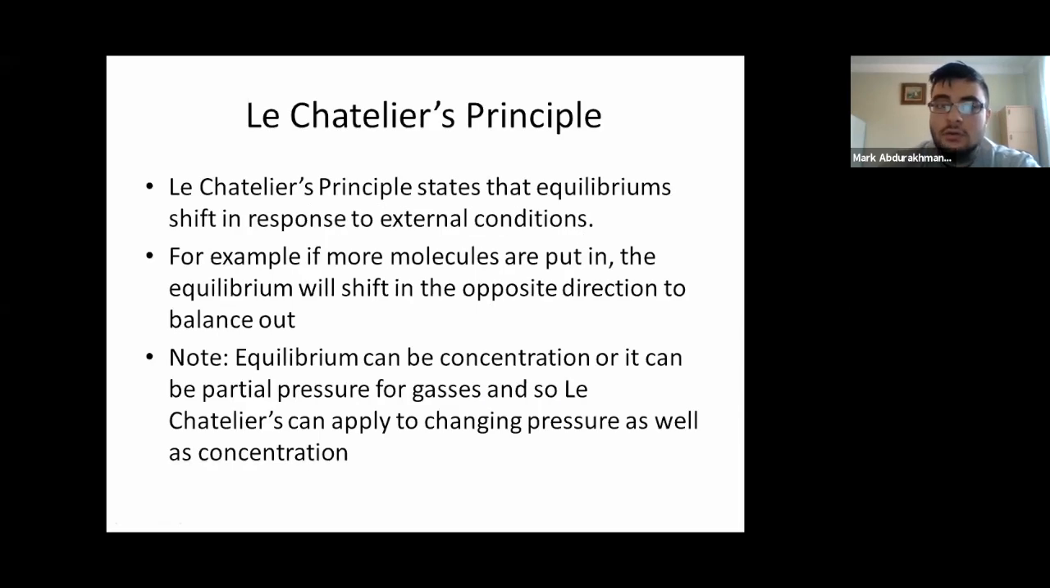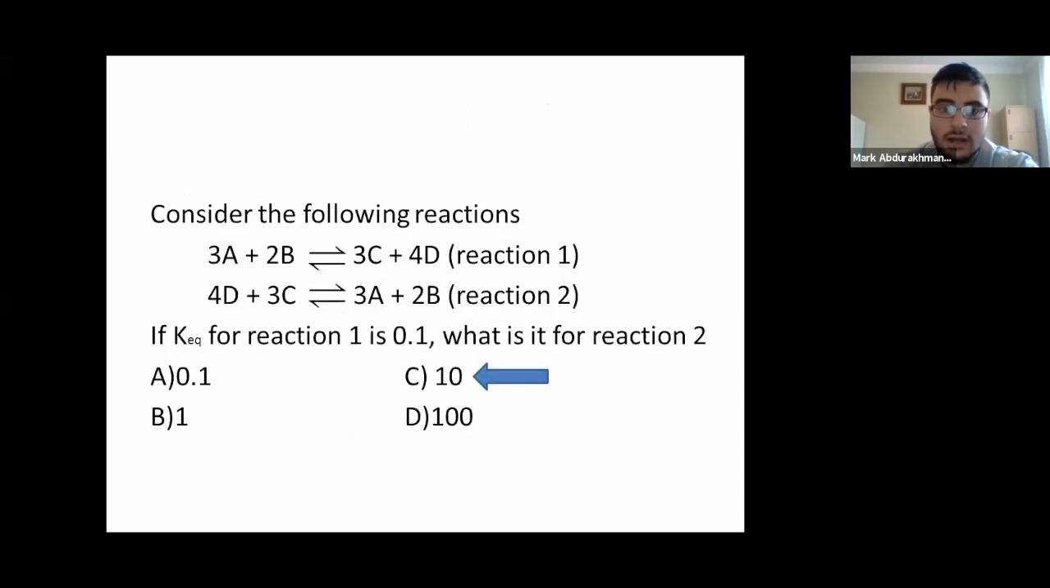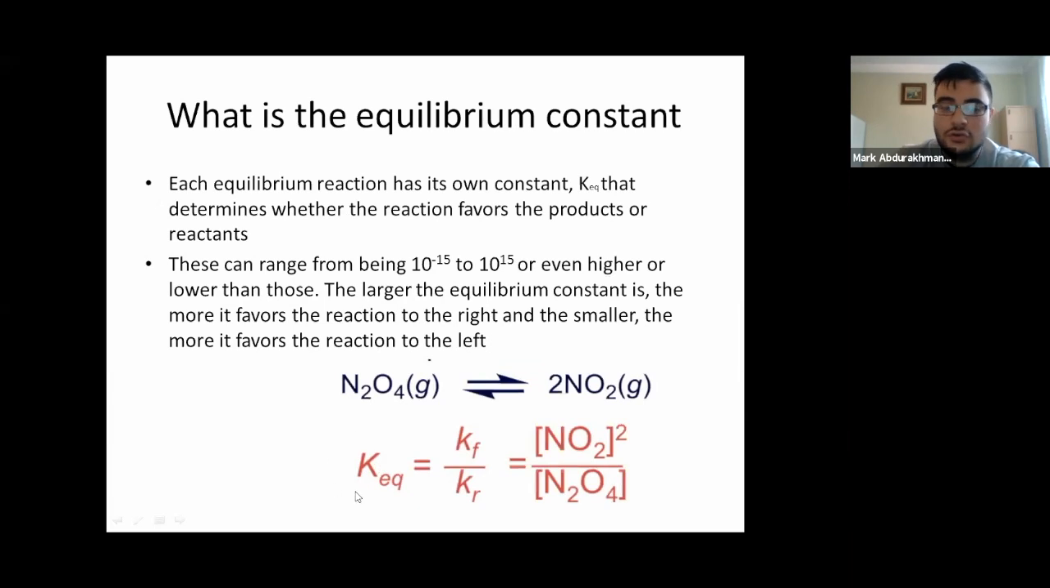Next up, we're talking about Le Chatelier's principle. So this states that equilibriums do shift in response to external conditions. Like I mentioned, KEQ does not change except for temperature, right? But for example, if more molecules are put in, the equilibrium will shift in the opposite direction to balance out. And here I can go back and show this to you based on this equation, right? So you know that no matter what, KEQ cannot change, right?